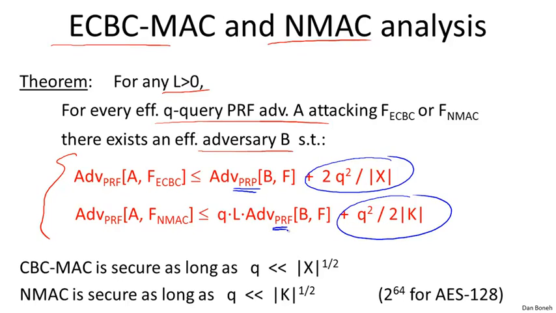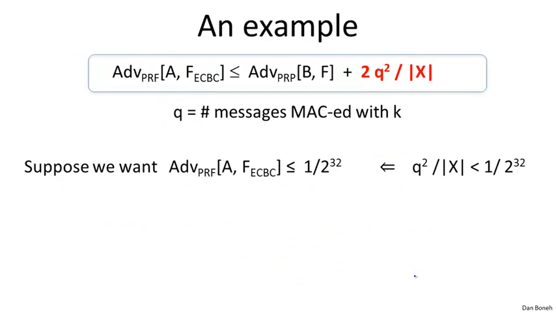So what these error terms basically say is that these MACs are secure as long as a key is not used to MAC more than square root of X or square root of K messages. So for AES, of course, this would be 2 to the 64. But I want to show you an example of how you would use these bounds.